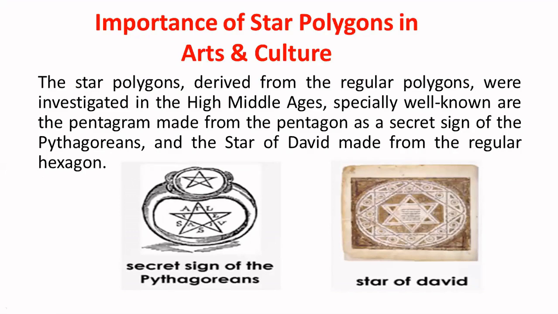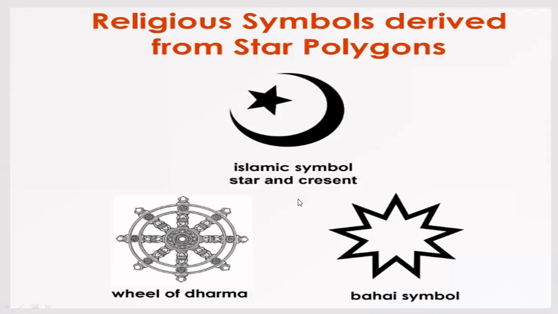This is the importance of star polygons in art and culture. The star polygons derived from regular polygons were investigated in the Middle Ages, especially well known as the pentagram made from the pentagon as a secret sign of the Pythagoreans, and the Star of David made from the regular hexagon. You can see on screen. These are religious symbols derived from star polygons. This is the Islamic symbol of the star, the wheel of dharma, and the Baha'i symbol.